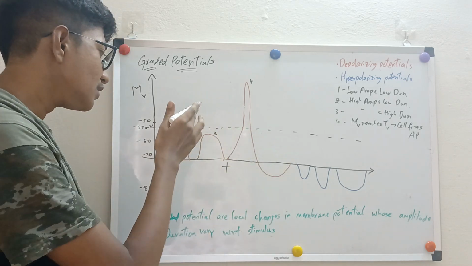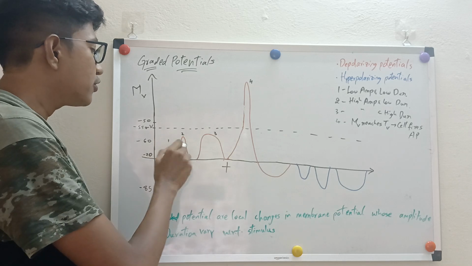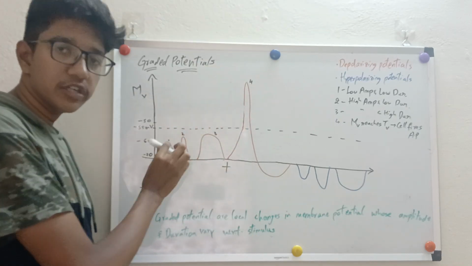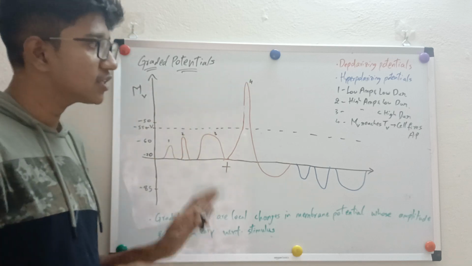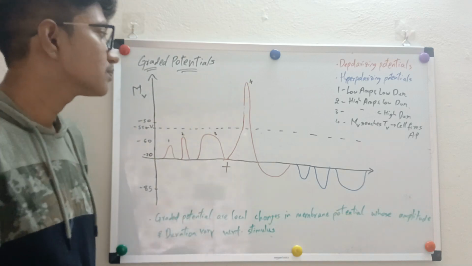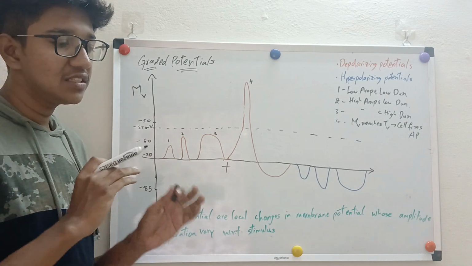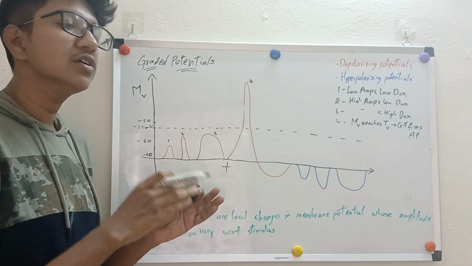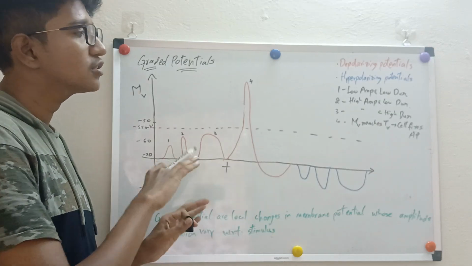So here, both the amplitude and the duration vary with respect to the stimulus. That is, the amplitude of the potential varies with the strength of the stimulus, and the duration of the potential varies with the duration of the stimulus. These are local changes. Why? Because these changes in potential decay over a certain distance. That means it can propagate from cell to cell, but after a certain distance it stops.